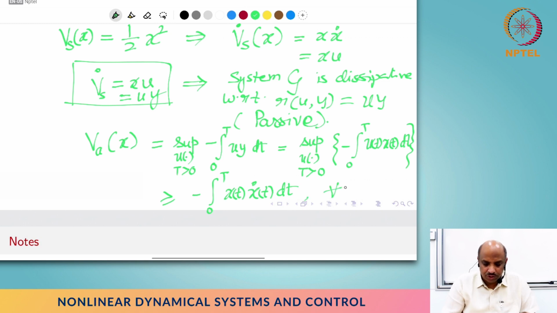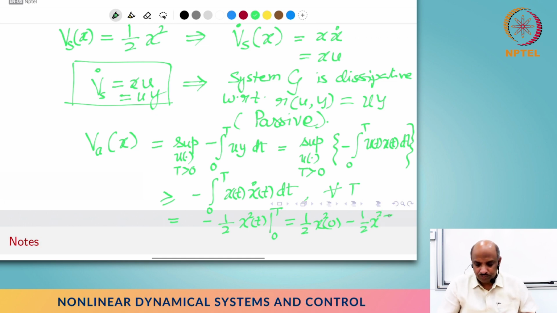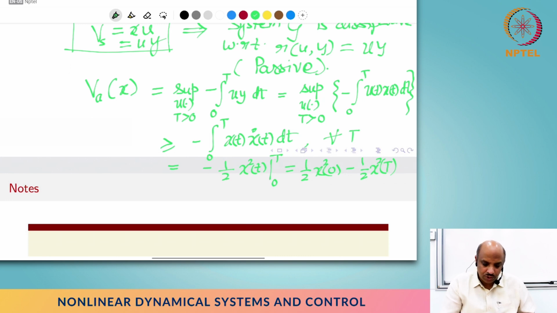This is true for all t, because if it is true for a specific t, then it's going to be true for all t. This is equal to minus half x squared of t between 0 and t, and that will turn out to be half x squared of 0 minus half x squared of t. And this supremum is greater than or equal to this particular thing.